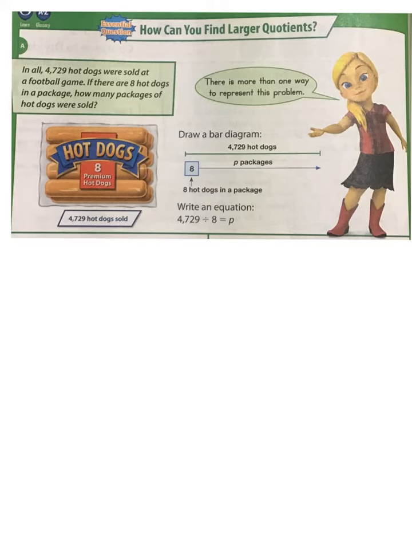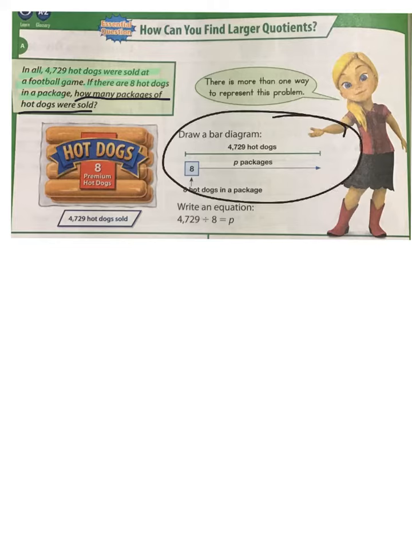Today we are going to continue using long division to solve problems. In all, 4,729 hot dogs were sold at a football game. If there are 8 hot dogs in a package, we want to find out how many packages of hot dogs were sold. If we look over here, we can see our bar diagram.